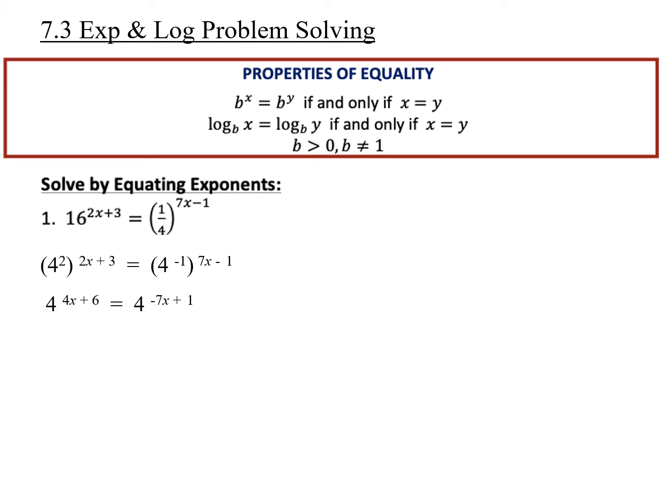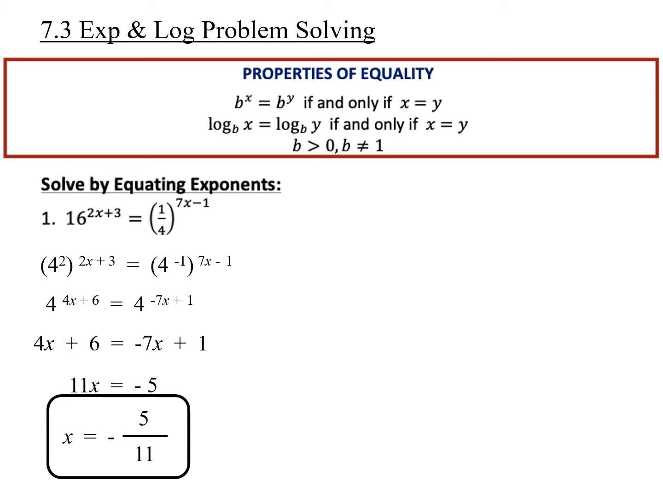Since the bases are the same, I can equate the exponents and then proceed to solve for x. Take the 7x over to the left, take the negative 6 over to the right, and then divide by 11. And there's my answer.